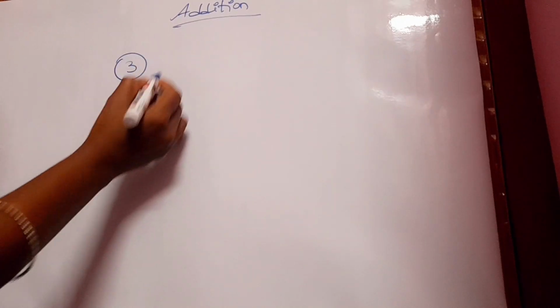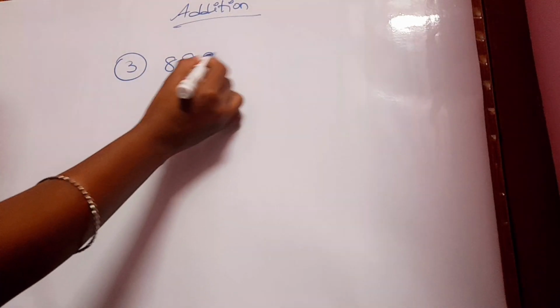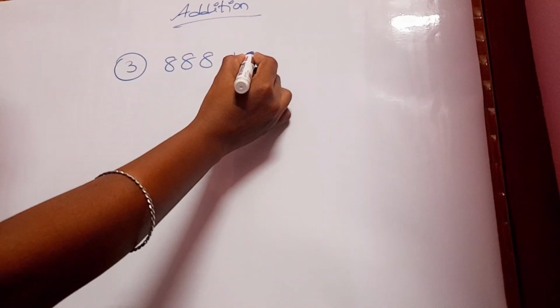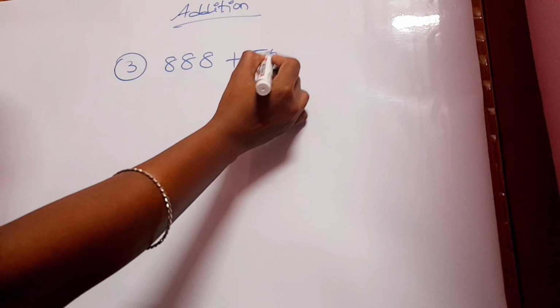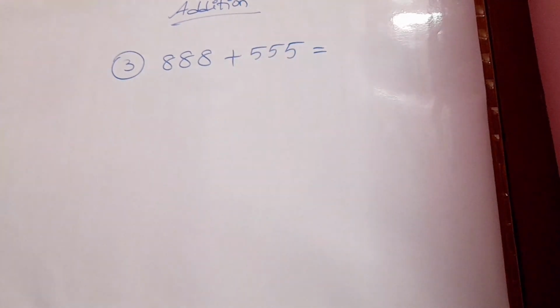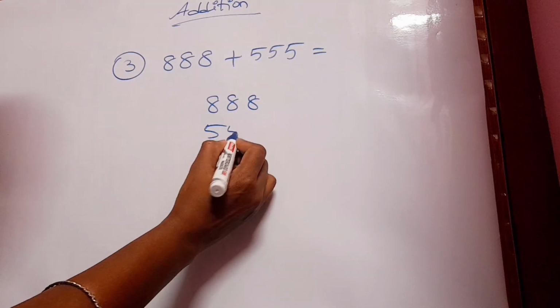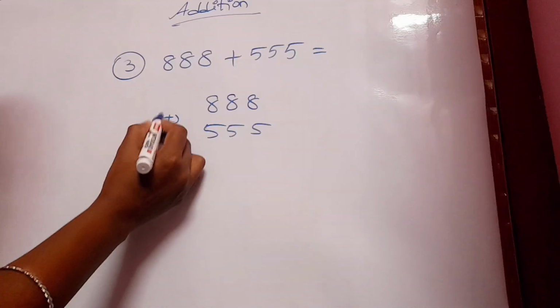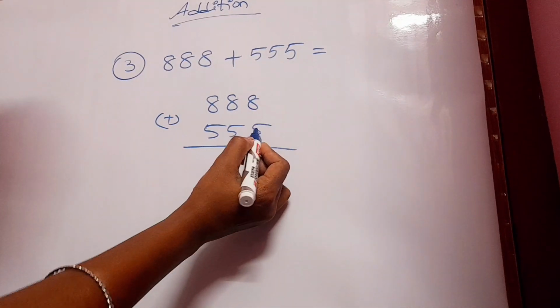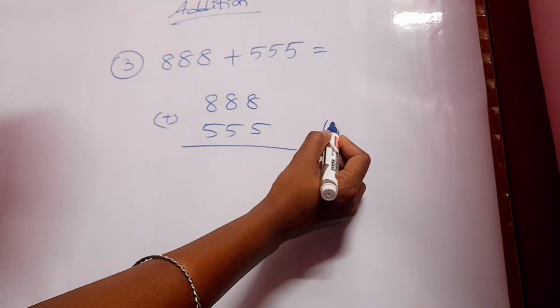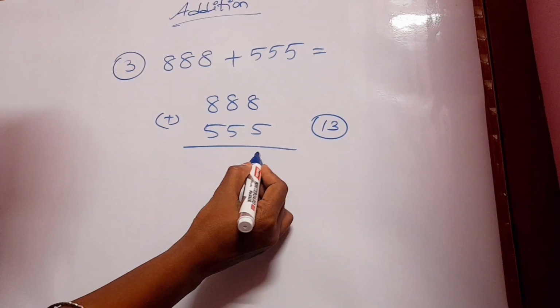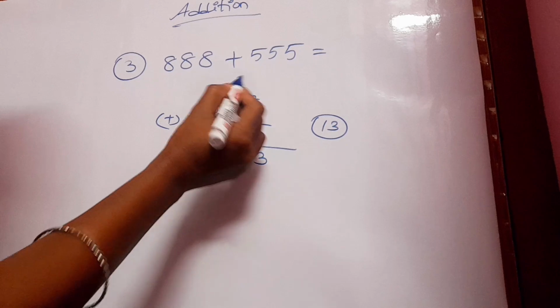Third sum. 888 plus 555. What will be the answer? 888, 555. Addition. 8 plus 5 will be 13. Write 3 down and 1 will be at the top.